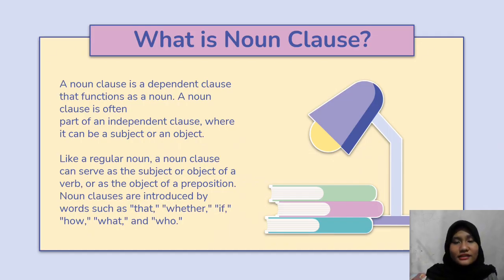So what is a noun clause? A noun clause is a dependent clause that functions as a noun. A noun clause is often part of an independent clause, and it can be a subject or an object. Like a regular noun, a noun clause can serve as a subject or an object of a verb or as the object of a preposition. Noun clauses are introduced by words such as that, whether, if, and the 5W plus 1H question words.